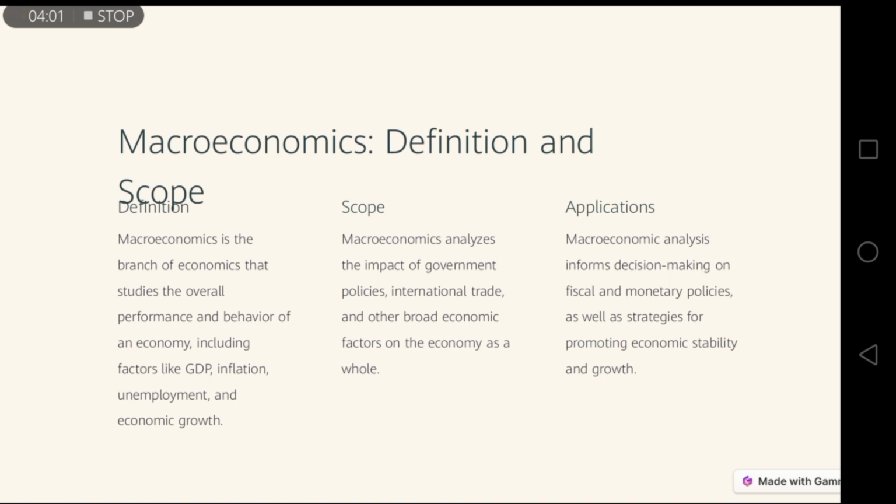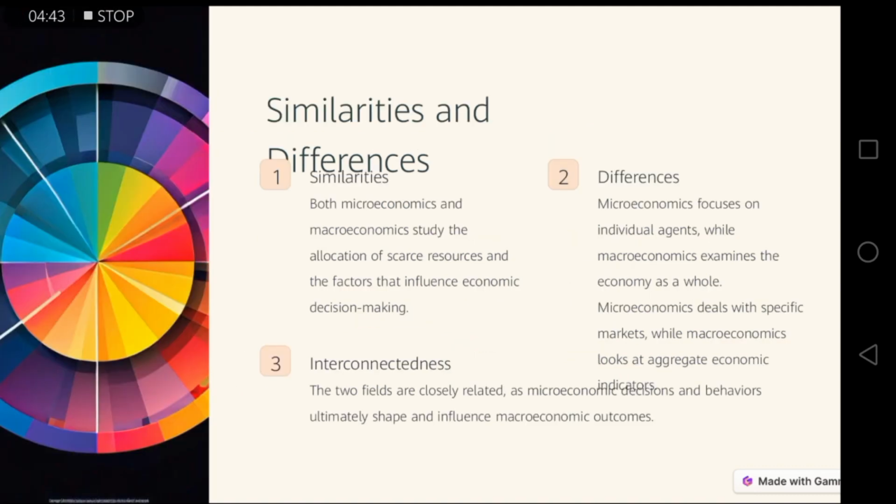The application: macroeconomic analysis informs decision making on fiscal and monetary policy, as well as strategies for promoting economic stability and growth. As we know, fiscal policy and monetary policy are used to manage the flow of money in the economy, or to manage inflation or the interest rate, which will then eventually impact investment in the economy, and that will impact productive activities. These macroeconomic activities eventually impact the growth of the economy at the overall level, as a whole.